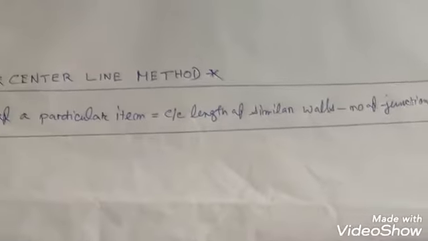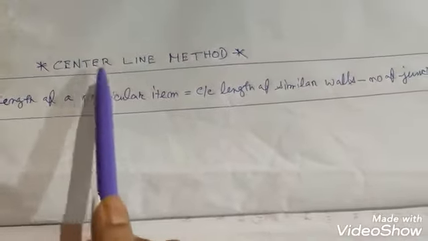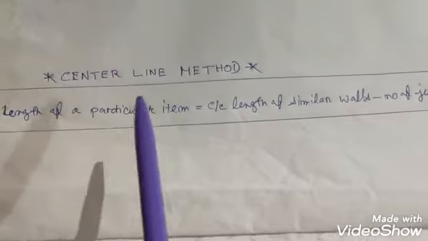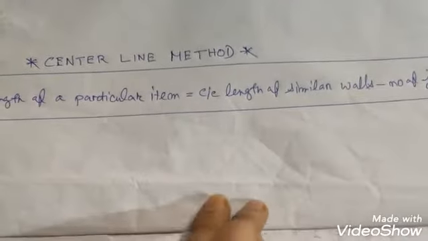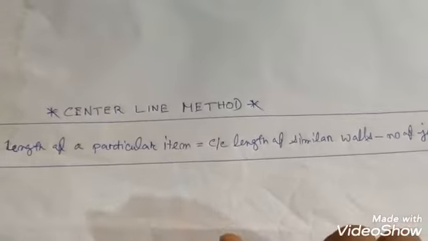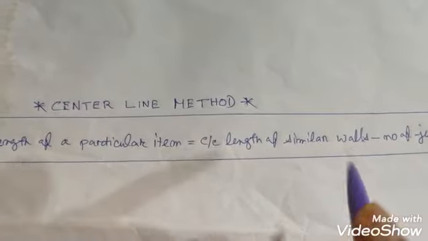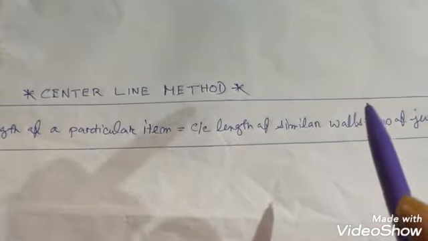So the very next method of building estimate is called the center line method. Earlier was called long wall, short wall, or individual wall method, and now this method is called the center line method.